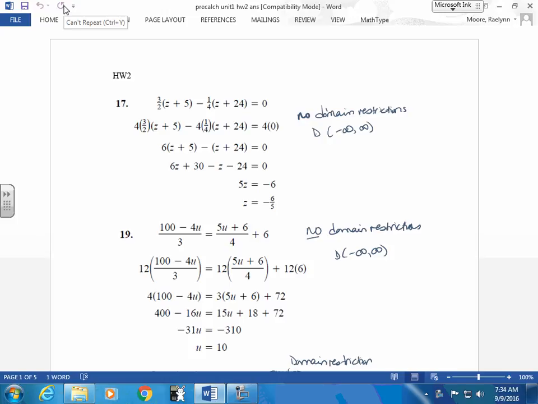The book did it the way I did, so I just copied theirs. Probably you could read this a little bit better.